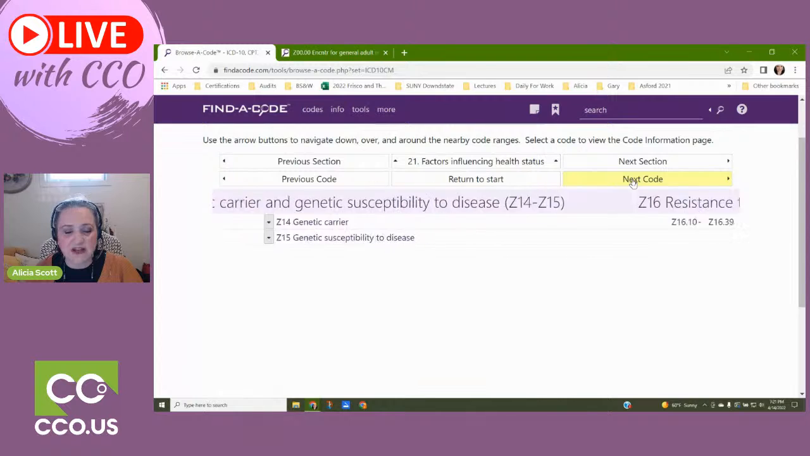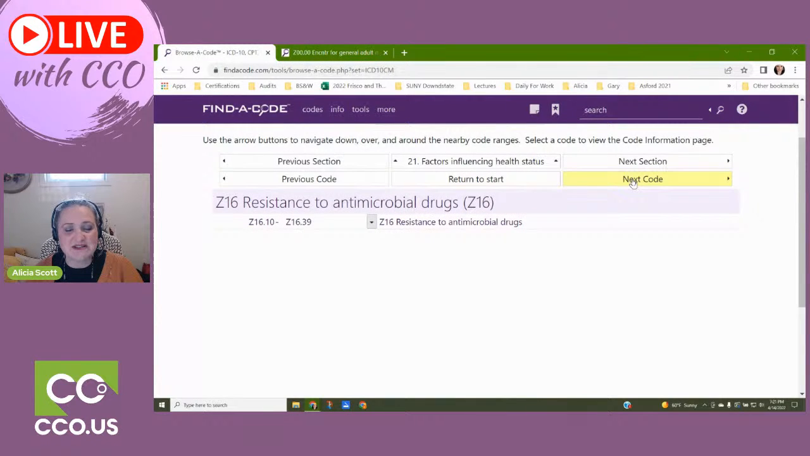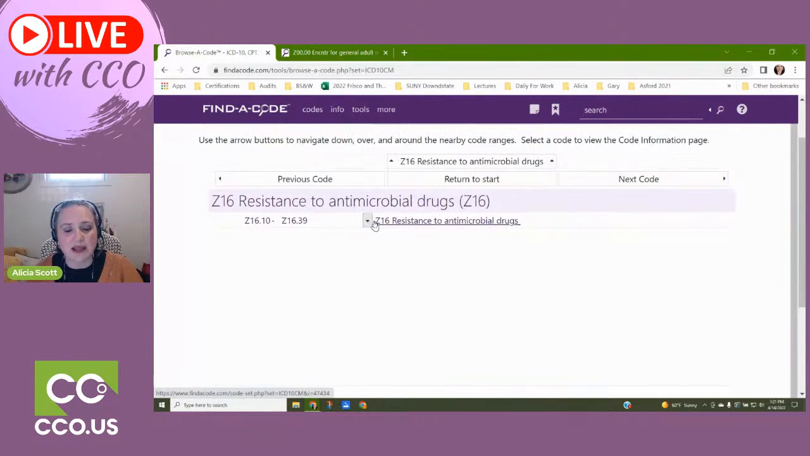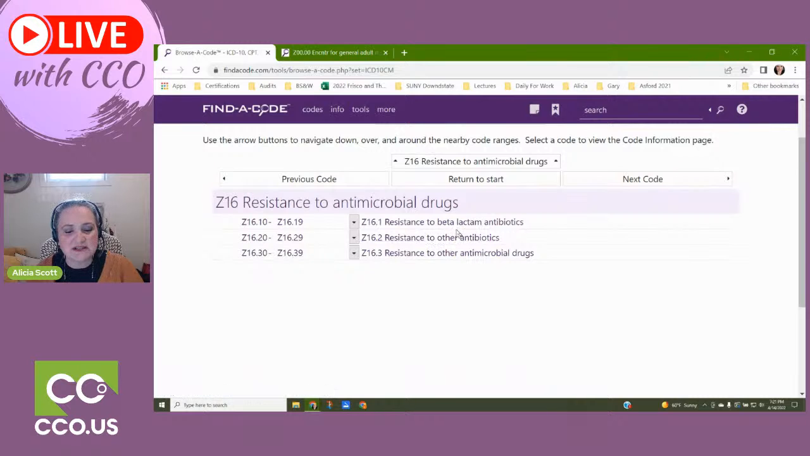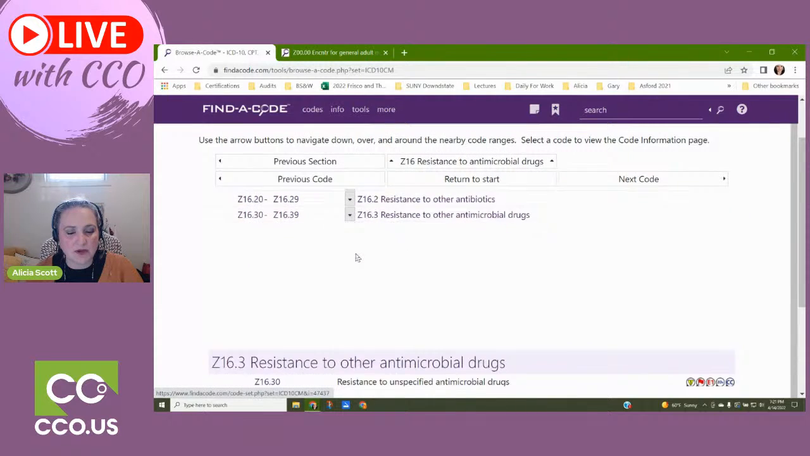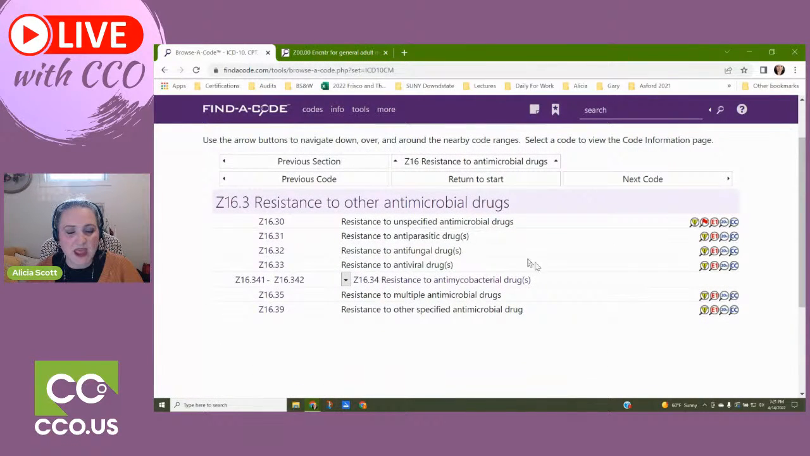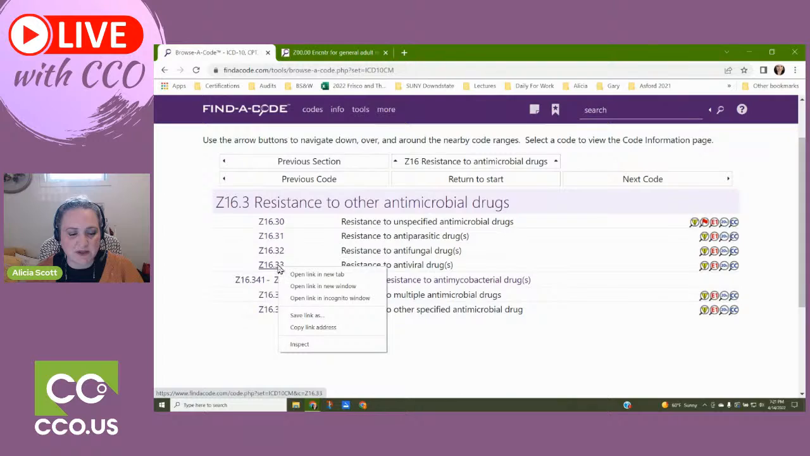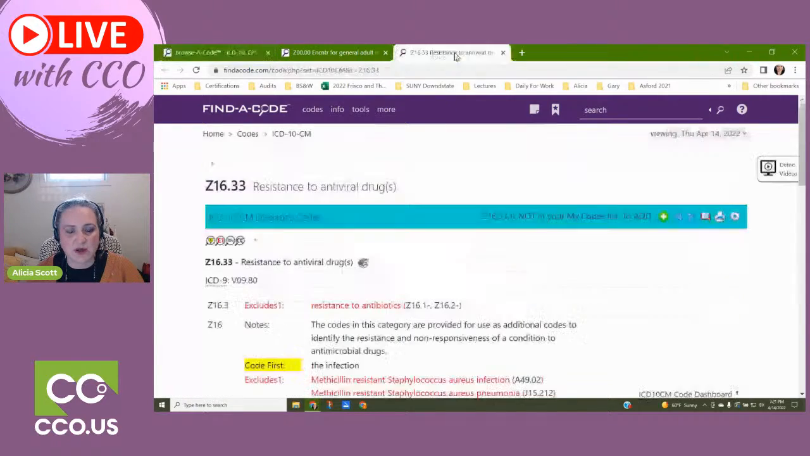Okay, let's see the next code. Resistance to antimicrobial, I can't hardly say that. Resistance to beta lactam antibiotics, other antibiotics, and antimicrobial. These are the ones I'm more familiar with. Antiparasitic, antifungal, antiviral. There are a lot of ones here, and if you click on this, let's see, antiviral, since we talk about those so often, let's look at one.